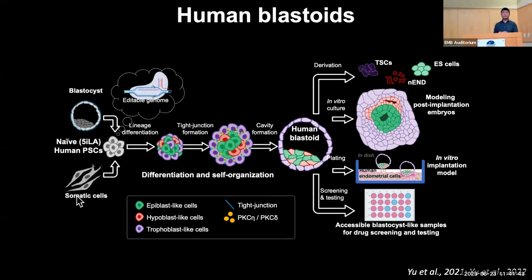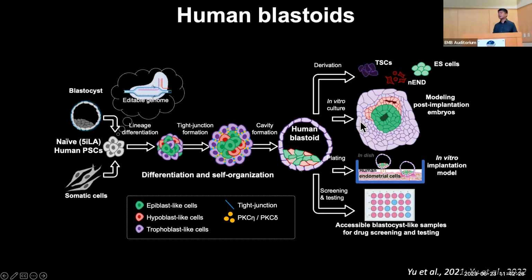So starting from naive pluripotent stem cells, we typically use 20 to 30 starting cells, naive pluripotent stem cells cultured in this very specific culture condition called 5iLA, which was originally developed in Rudolf Jaenisch's lab at MIT. And by this two-step differentiation, we allow these cells to grow, to specify, to differentiate into these extra-embryonic cell types, and then self-organize into a structure that mimics a human blastocyst, with a cavity, inner cell mass, and outer layer trophoblast.